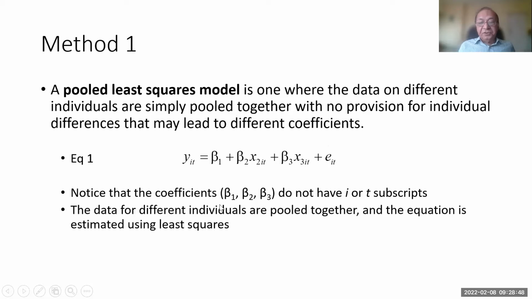Notice that the coefficients B1, B2, B3 do not have i or t subscripts. So you are going to get only one B1, only one B2, only one B3 for all the data, a simple regression. The data for different individuals are pooled together and the equation is estimated using least squares. That is pooled data.